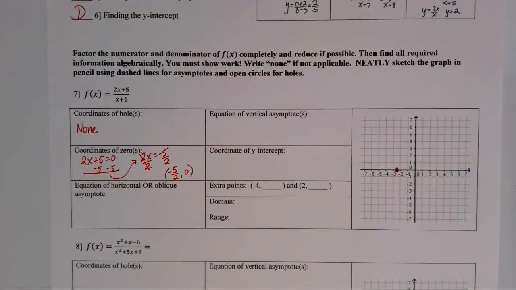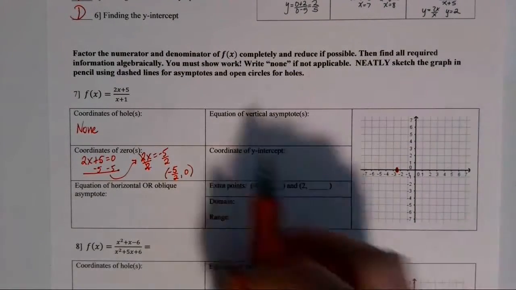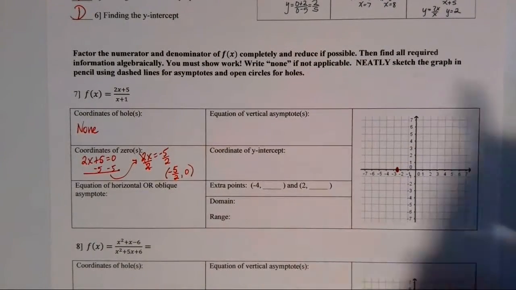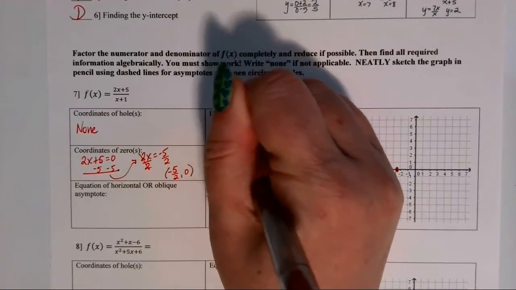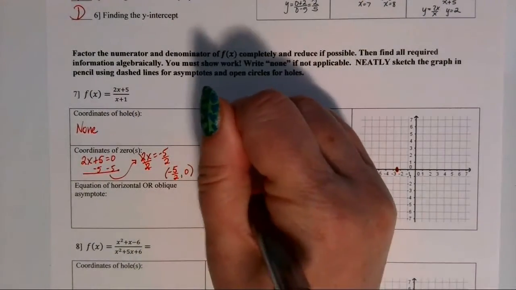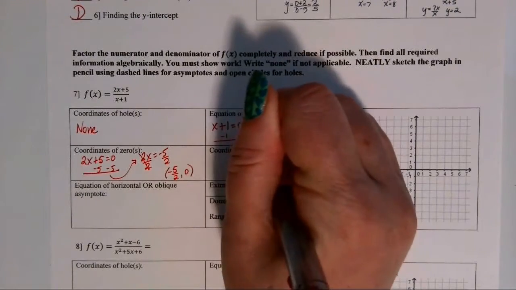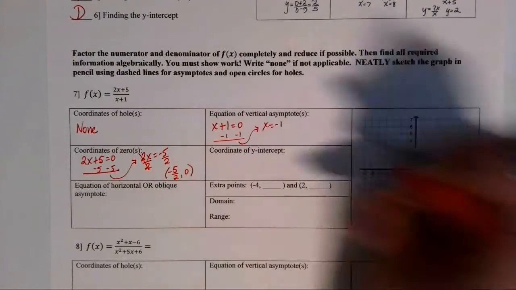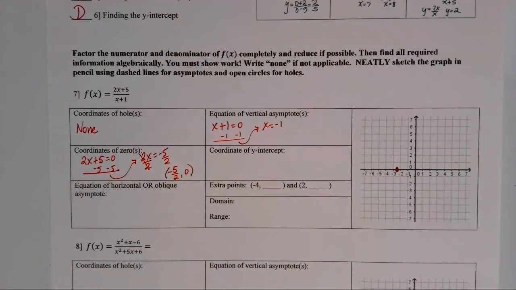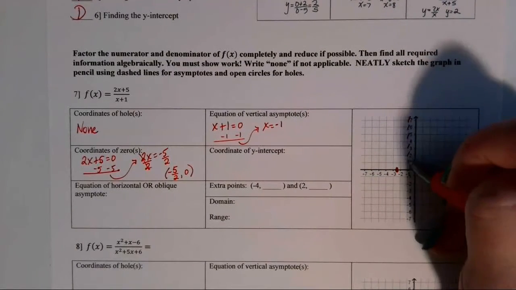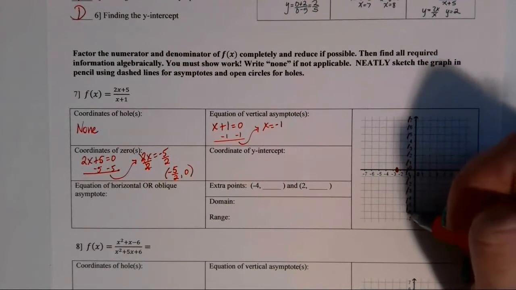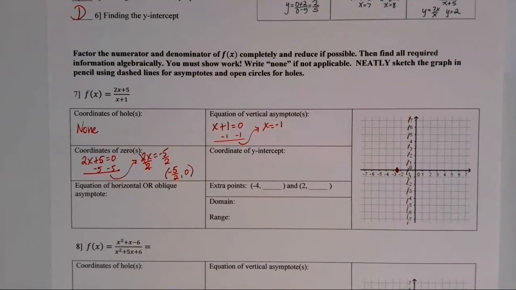would plot our x-intercept. Okay, then the equation of the vertical asymptote, that comes from setting the denominator equal to 0 and solving for x. So we subtract 1 from both sides, and x equals negative 1 would be our vertical asymptote. So we'll come over here to the graph and sketch that vertical asymptote through x equals negative 1.